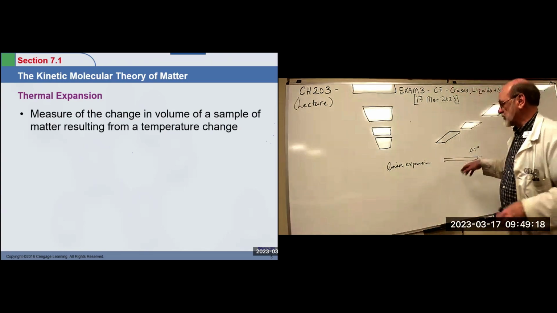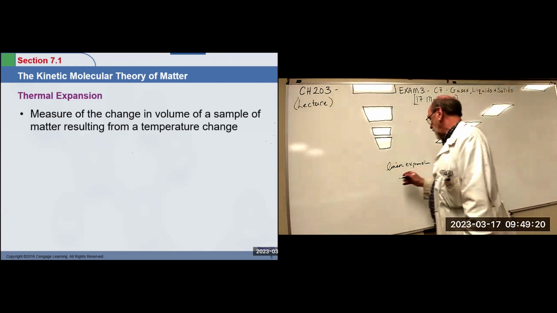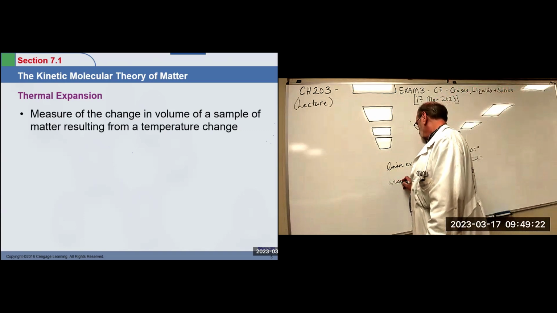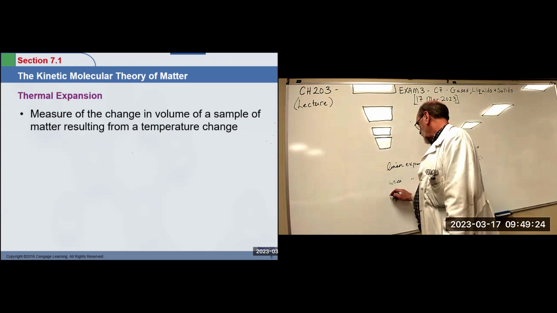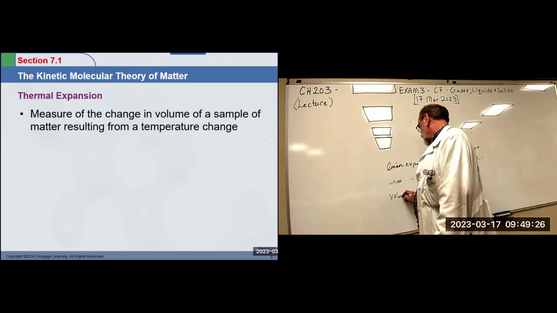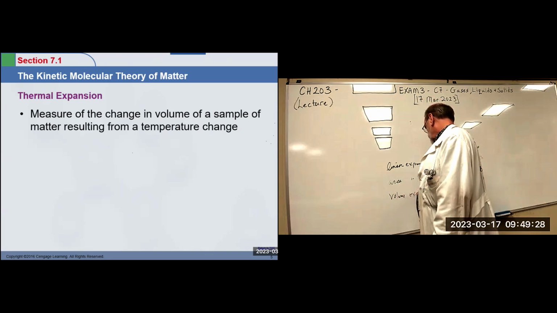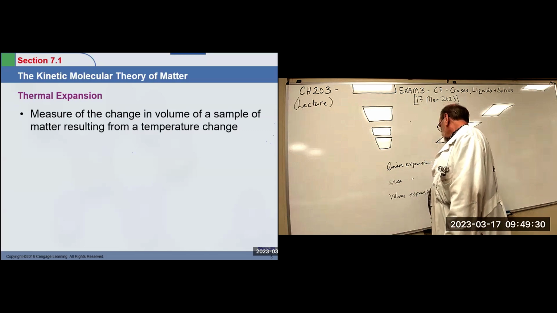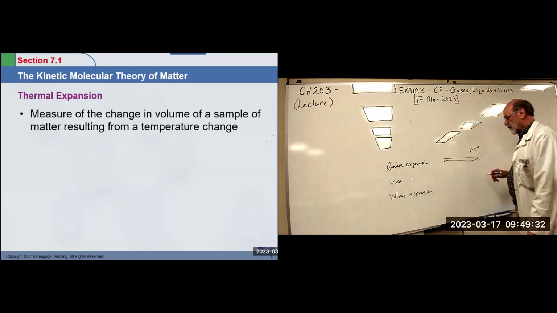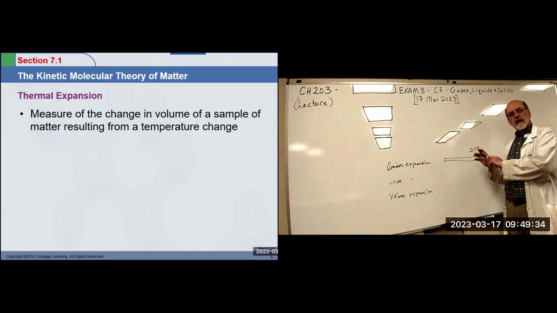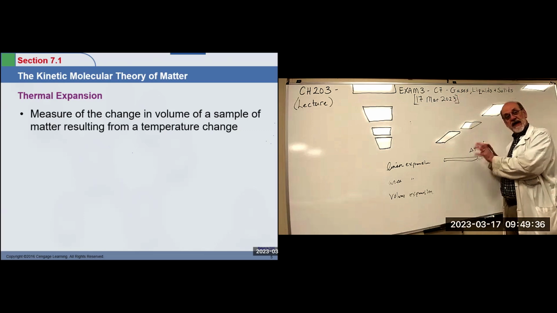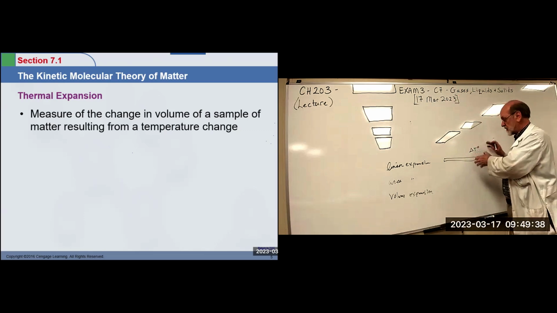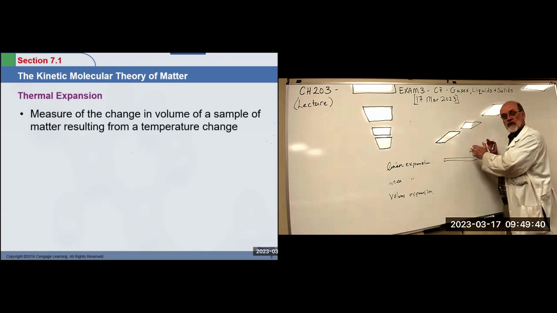That's linear expansion. You can have area expansion defined, or you can have volume expansion. But it's a similar approach. What was the original volume, and what fraction of that original was the increase responsible for a change in temperature?